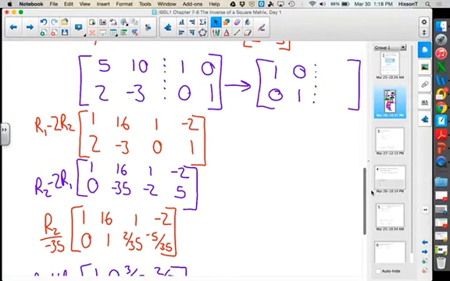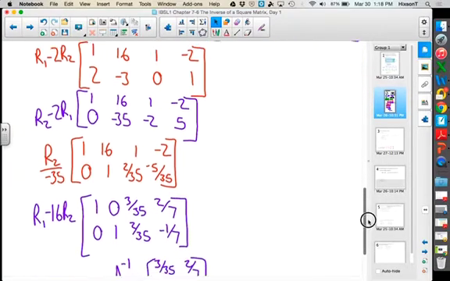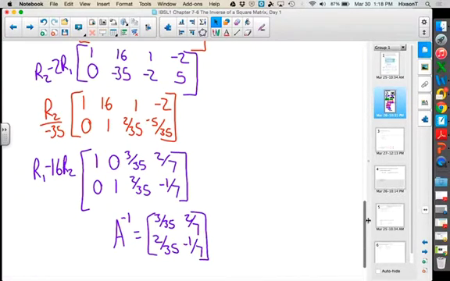Okay, of course being careful with your arithmetic. Then, to get your 1, remember this is our last 1 that we have to get. The only way you can do it without messing up the 0 in that row is to simply divide by what's there. So we divide by negative 35. And we get 1, positive 2/35 and a negative 5/35, which is a negative 1/7. Okay?